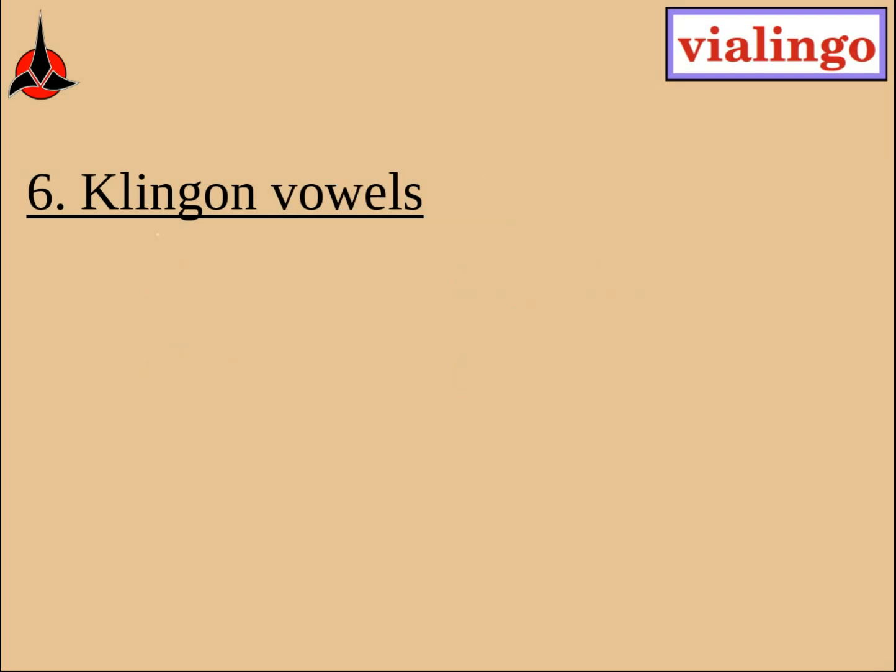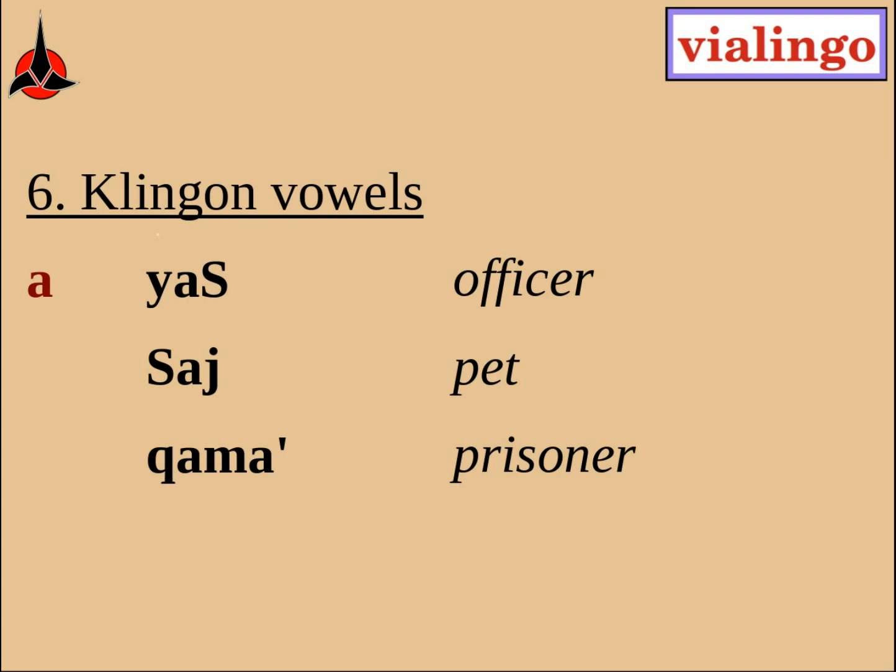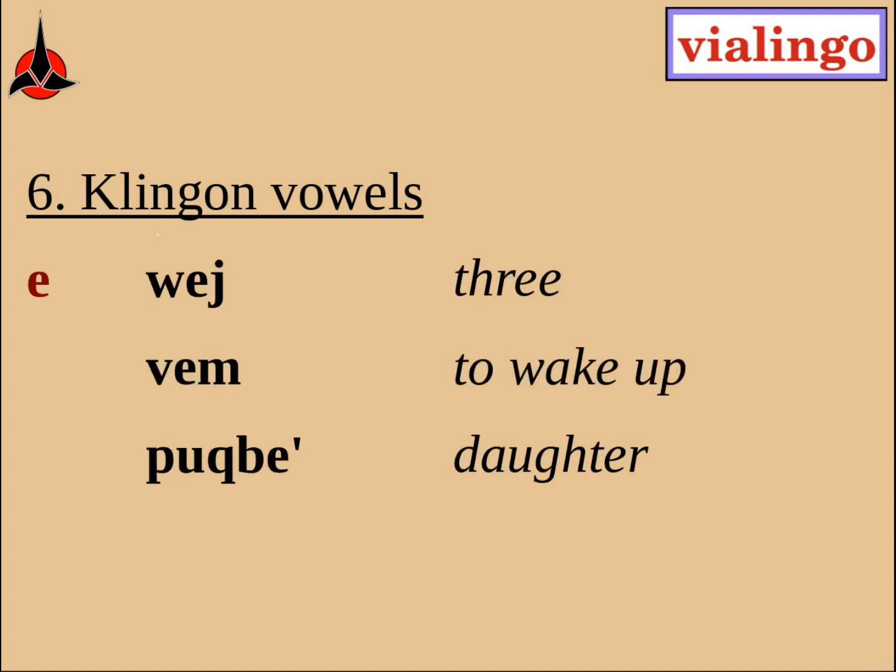There are 5 vowel sounds, and although they are easy to pronounce, they are also easy to mispronounce. For example, it would be a mistake to pronounce the letter A like the A in cat. In fact, the letter A sounds like the R in calm. Yash, yash. Charge, charge. Kama, kama. The letter E sounds like the E in berry. Wedge, wedge. Vem, vem. Pork bet, pork bet.